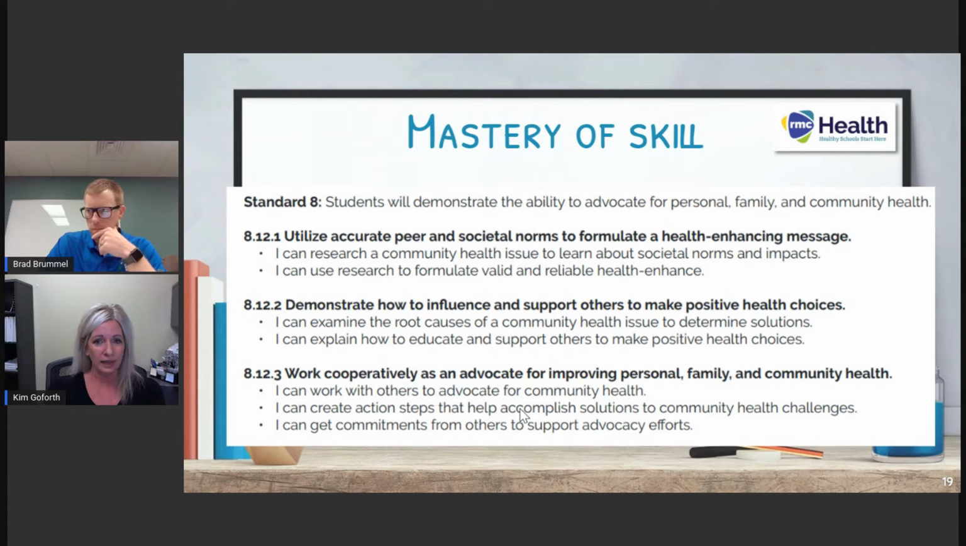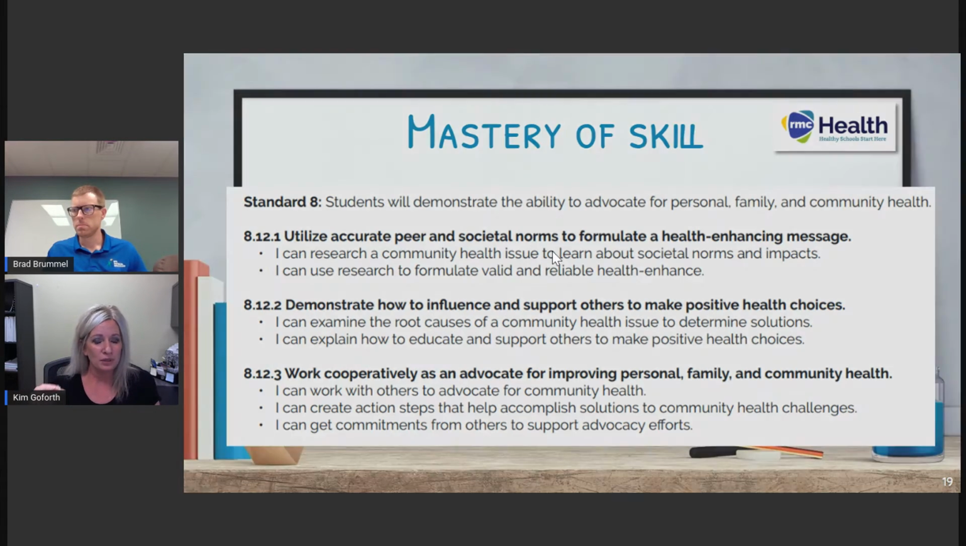Now in 9-12, look at that. Again, looking just at this standard one, now I'm using accurate information and norms to formulate my message. And so to break that down for a high school student, I can research a community health issue to learn about those norms. And that's that research piece that you don't really see in standard one, the way it's written, that performance indicator, but that's the nugget. And then the second one, I can use that research to formulate some of my valid and reliable health enhancing behaviors there. So again, that research piece comes out for students to know it's going to take a little bit of time to dig into. So that's their to-do item there for that 9-12 grade span for mastery.